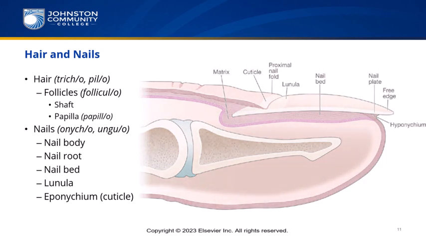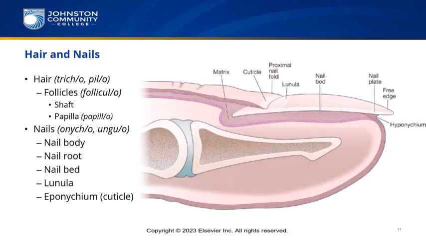The cuticle, or the eponychium, is the skin upon the nail, and the perionychium is the small fold of skin that is at the sides of the nail, meaning literally near the nail. I did want to mention before we move on from this slide that you'll notice for hair and nails we have two different word parts.